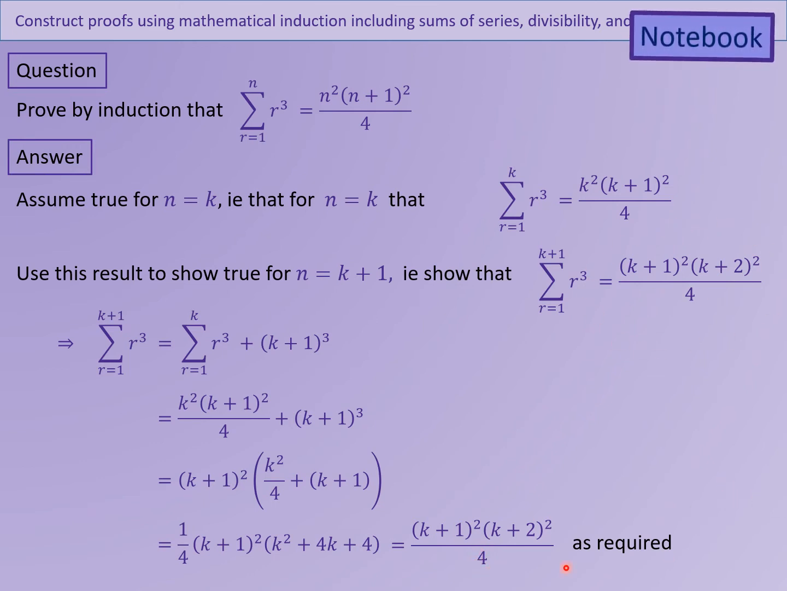If you want to make it clear that this is what you were aiming for, you can use the phrase as required. So we now have this inductive step complete, that if it's true for n equals k, it will also be true for n equals k plus 1. We now need to show that this works for the first term.